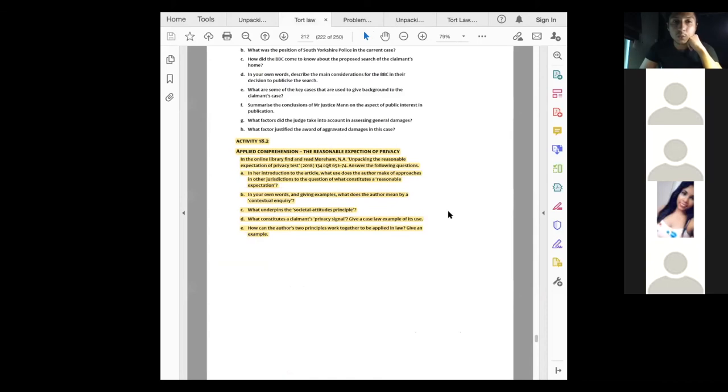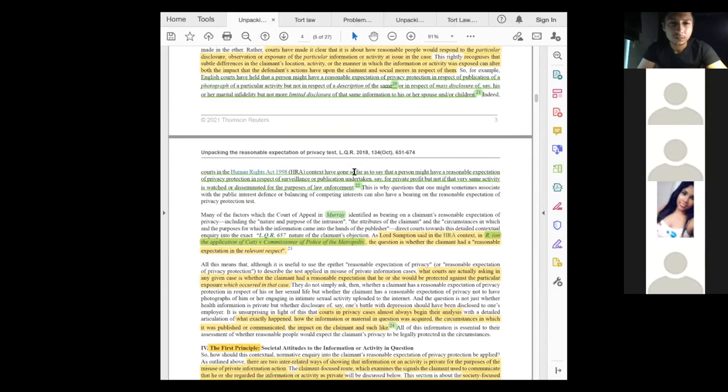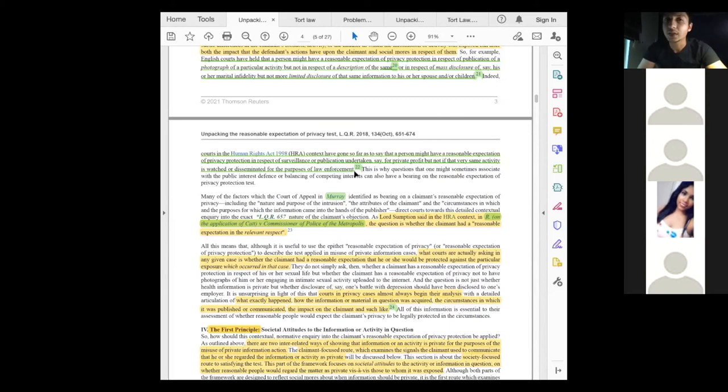Yeah, that is correct. What underpins the societal attitudes principle? Pardon, why did she criticize the nature and purpose of the intrusion discussion? What did you say? Where did Moreham criticize that particular factor? Moreham herself criticized the contextual one? No, if I'm not mistaken, you said that Moreham criticized the factor of nature and purpose of the intrusion. Yes, that's correct. Yes, and where is it? Because I might miss that point. Okay.